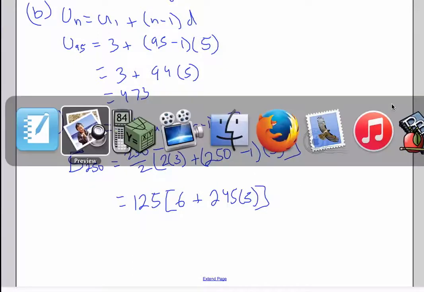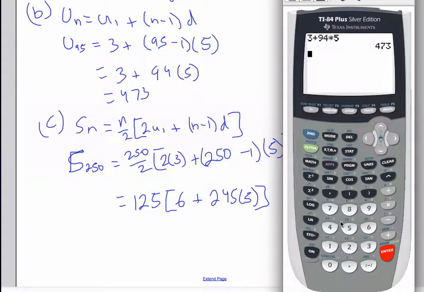Okay, so I'm going to the calculator now, 125 times 6 plus 245 times 5, and we get the sum of the first 250 terms is 153,875.